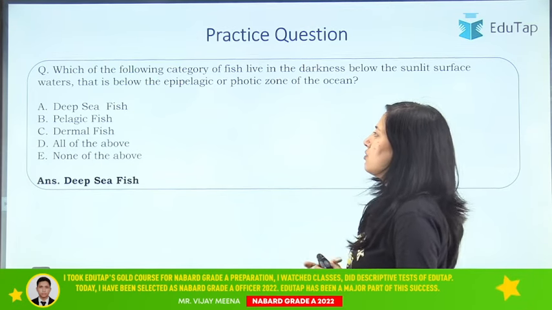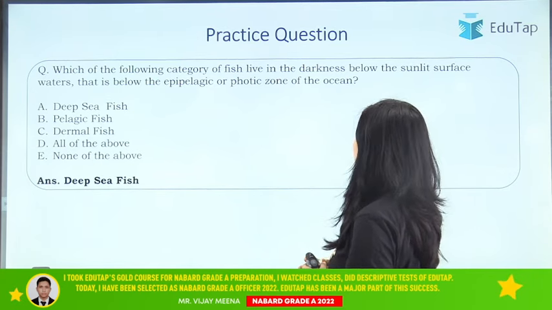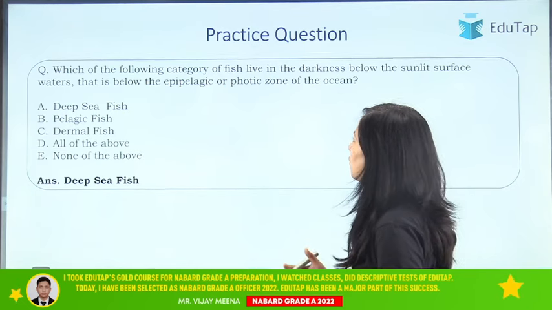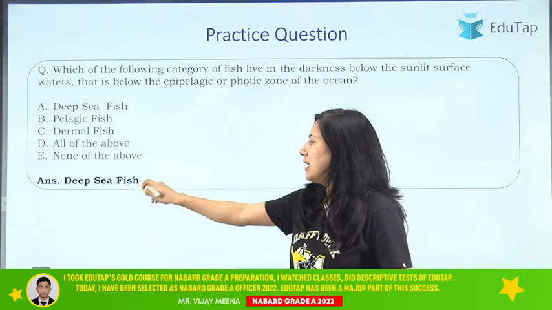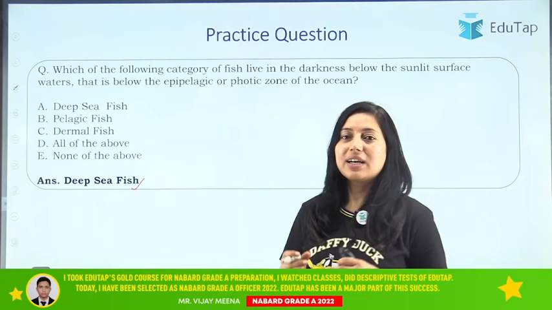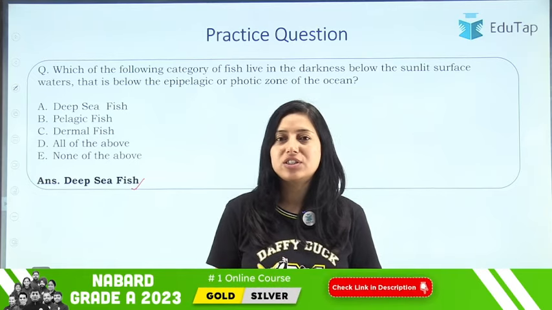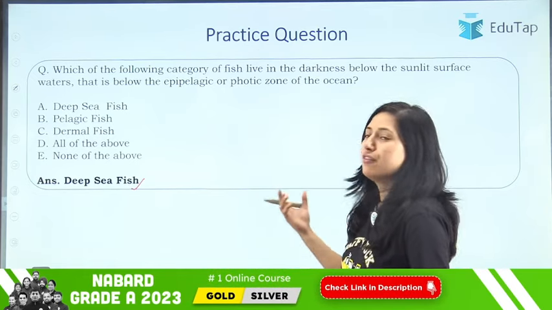which was, which of the following category of fish live in the darkness below the sunlight surface water? This is below the epipelagic or photic zone of the ocean. So they are deep sea fishes, okay? They live in the places where the sunlight does not reach. So the answer here will be deep sea fishes.